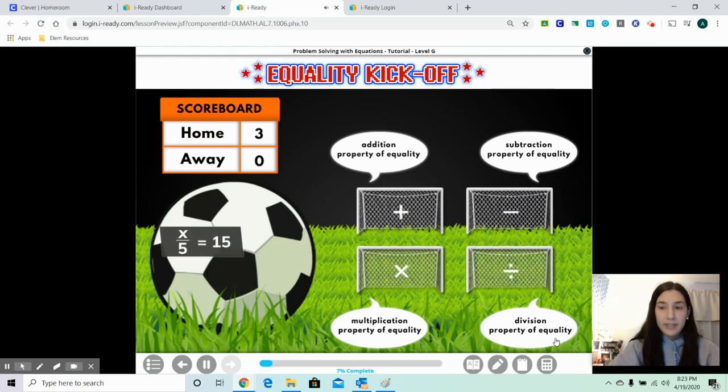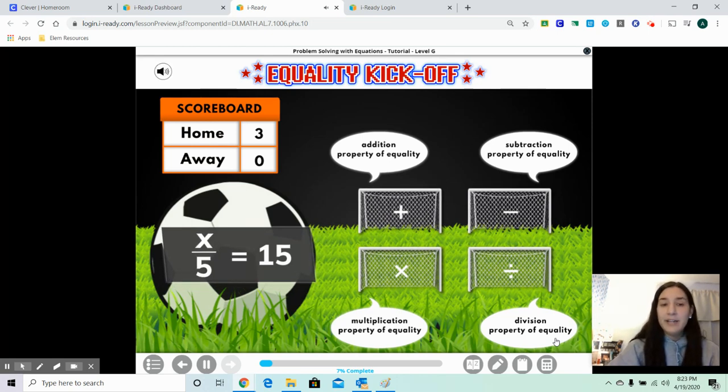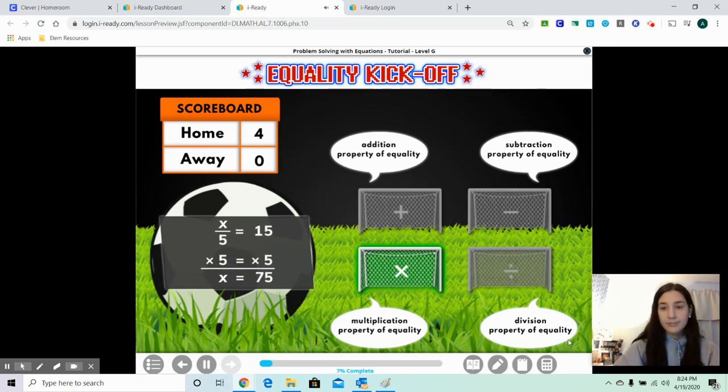And last but not least, we have x divided by 5 equals 15. We know that the x and the 5 are attached by division. We see the division line right there. So we want to think of the opposite of division, or inverse of division, which would be multiplication. Score!